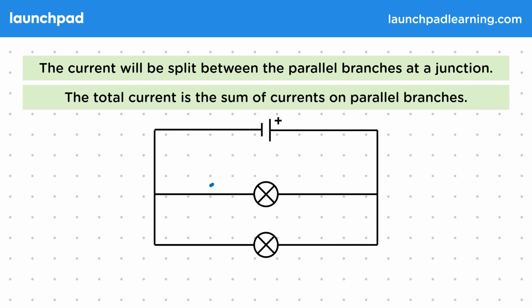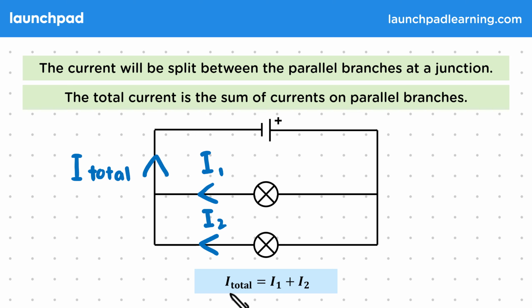Let's say the current travelling on the middle branch is I1, and on the bottom branch is I2. Then these currents will join together when the branches meet, forming a new current that we'll call I total. Then we can say that I total is equal to I1 plus I2, which is another important rule for parallel circuits. Here, because the charge carriers are meeting up at the junction, the current they carry will be found by adding together the currents when separated.